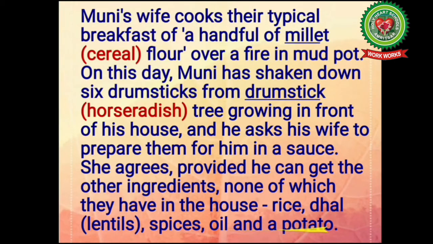Children, Muni, as I've told you, is the protagonist of the story. His wife often serves him salted millet flour in boiled water. This morning, Muni manages to get 6 drumsticks from the drumstick tree that is in front of his house, and he wants to have them in sauce. Muni's wife agrees and asks him to bring other ingredients like rice, dal, spices, oil, and a potato.